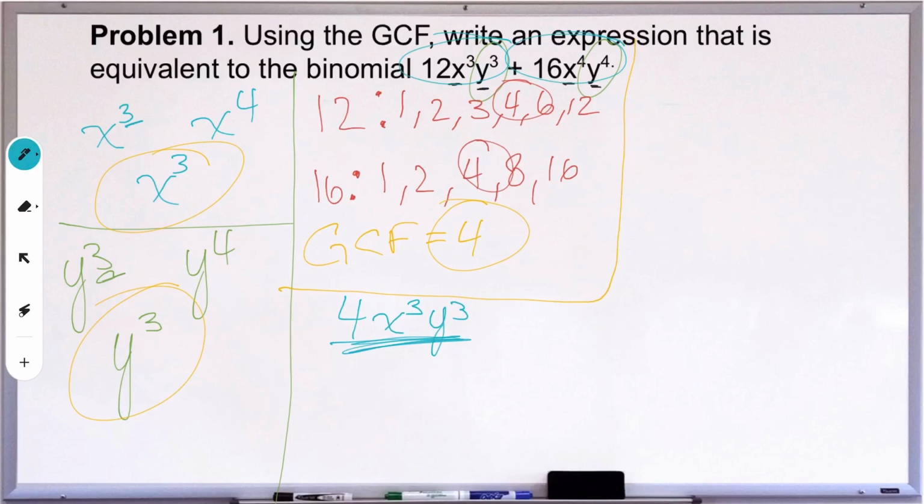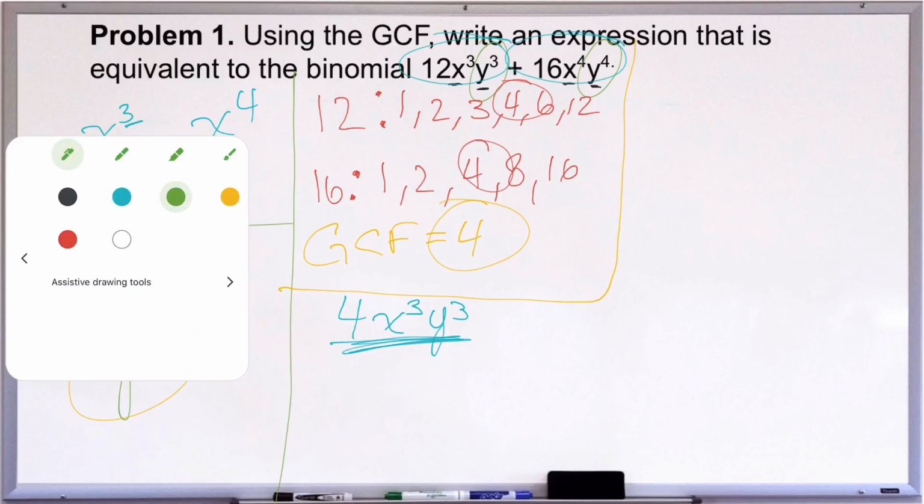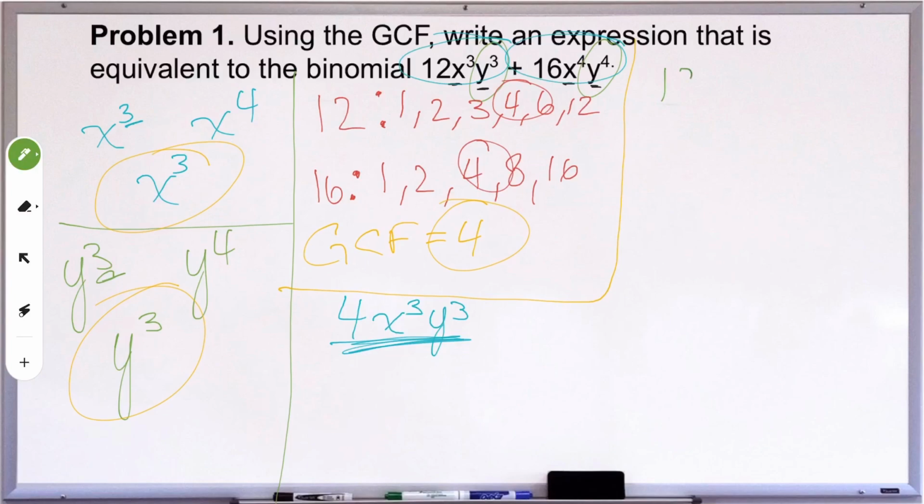So we have 12x cubed y cubed over 4x cubed y cubed. These cancel out because it's the same. These cancel out because it's the same. And 12 divided by 4 is 3.